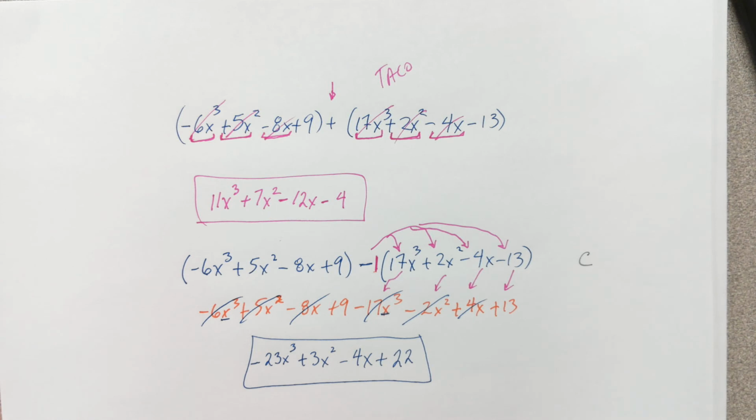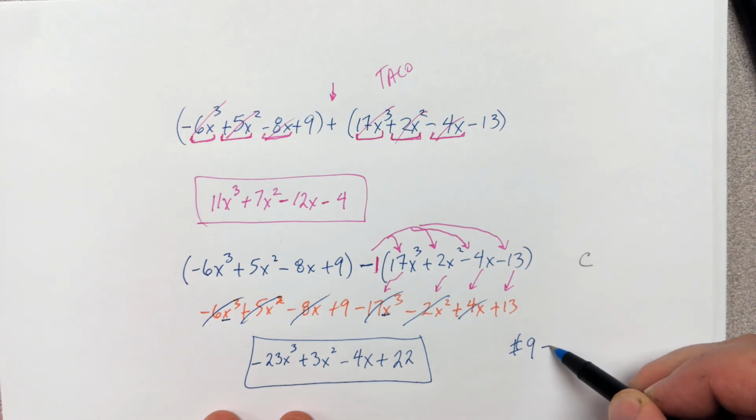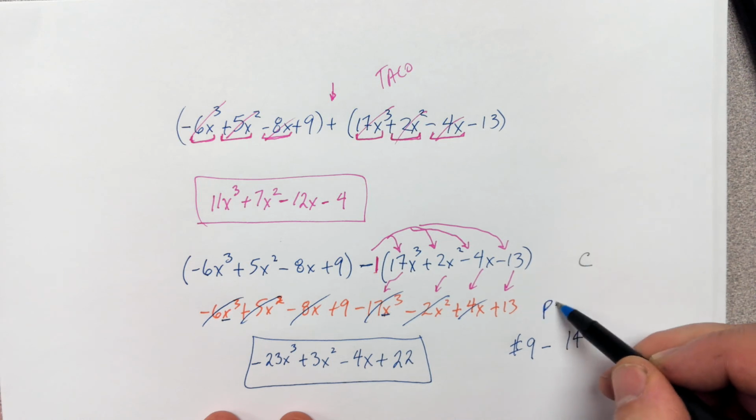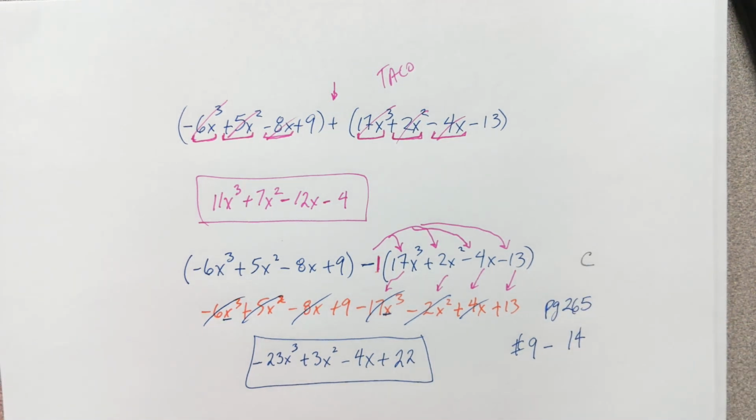So in your book, here's what I think: you got to know how to do these for Thursday. Show up with questions. I'll write the page number down right now. It's number 9 through 14, and it's just page 265. It's only 5 problems. Got to make sure you understand those.